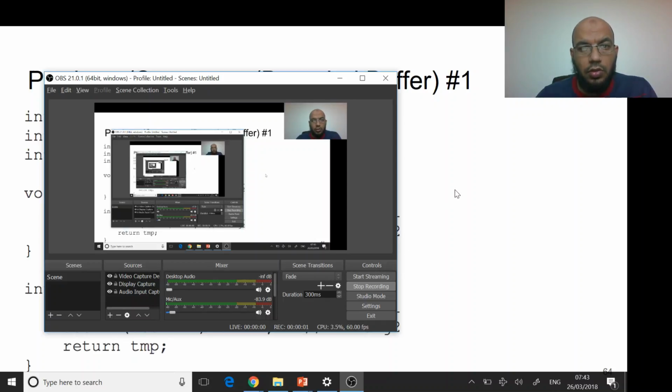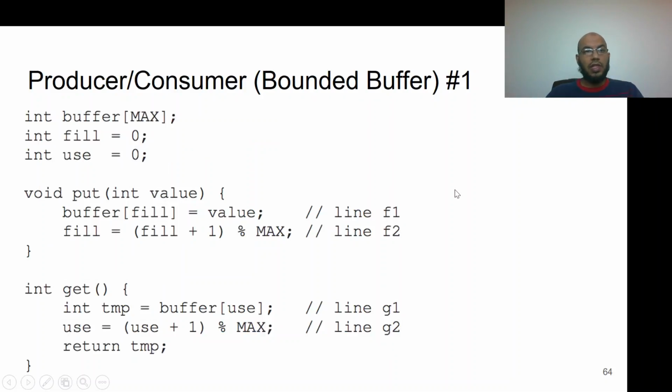So let us continue with giving another example on how to use semaphores to solve the bounded buffer problem, the producer-consumer problem. This is a generic code stub, which basically shows you the put and get methods in a producer-consumer setting. You first initialize your bounded buffer to be of the size max.